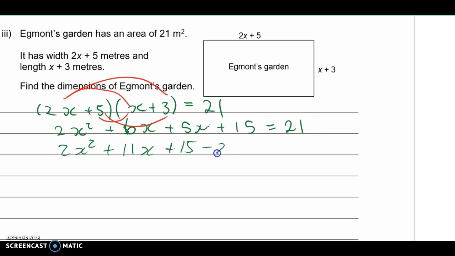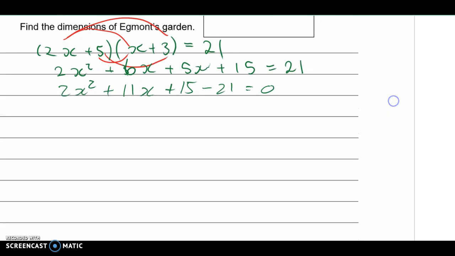I'm going to get this 21 over and let it equal 0. Why am I doing that? Because I know when I've got two things multiplied together that equal 0, I can solve for x. And I know how to make this into a multiplication sum just by factorizing. But let's just get it in its simplest form first. So 15 to 21 is 6.